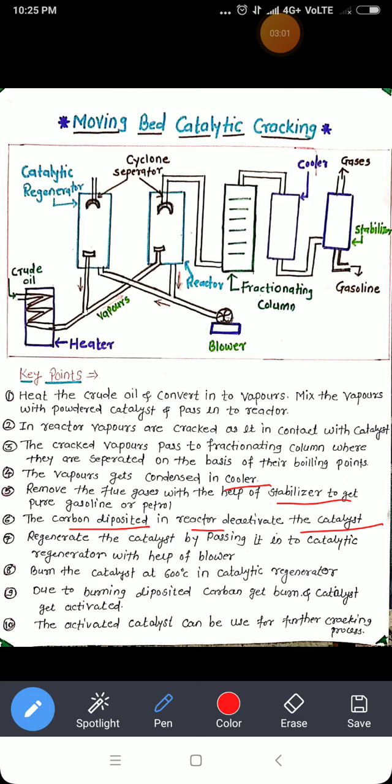The deactivated catalyst can be regenerated by passing it into the catalytic regenerator. In the catalytic regenerator we burn it at about 600 degrees centigrade, so that the deposited carbon gets burned and the catalyst is activated. Now this activated catalyst we can use for the further cracking process. So this is all about moving bed catalytic cracking.